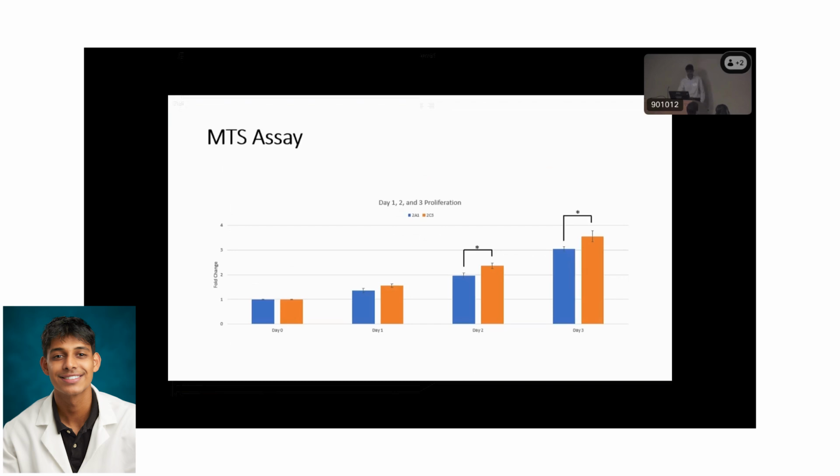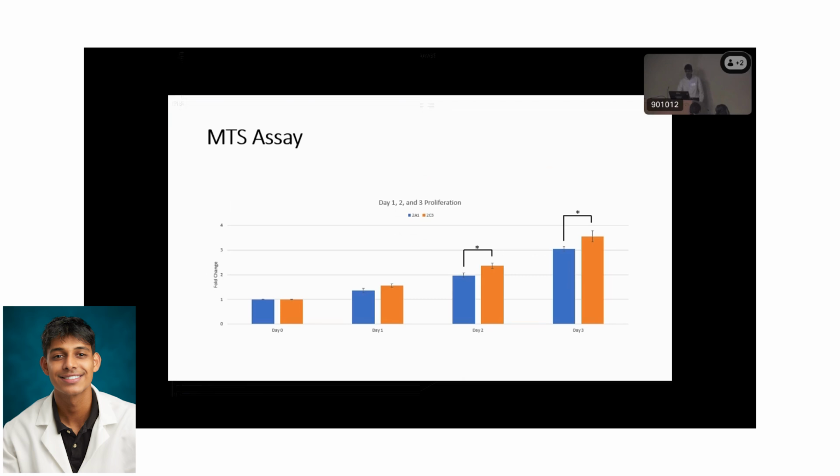So during my internship, I performed an MTS assay to measure the differences in cell proliferation between the two cell lines. So the MTS assay is a procedure which measures the activity of mitochondrial enzymes and their ability to break down the MTS compound into a colored product. The amount of colored product can be measured by determining the absorbance of the solution. High absorbance values correspond to a greater number of viable cells, while lower absorbance values correspond to a fewer number of viable cells.